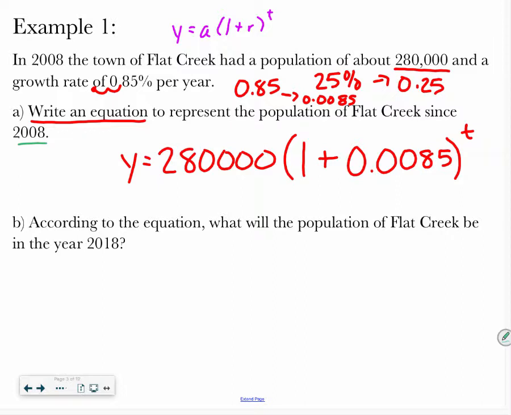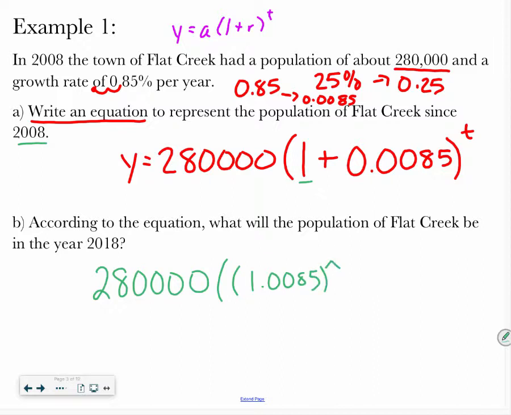And then, according to the equation, what will the population of Flat Creek be in the year 2018? Okay, so then you're going to take your calculator and plug this in. This is another one of those things that you want to be really careful with as you plug into your calculators. One way you can do it is you can hit 280,000. You can type that in. And then if you use some parentheses, you always have 1 plus a decimal. So I'm just going to say 1.0085.